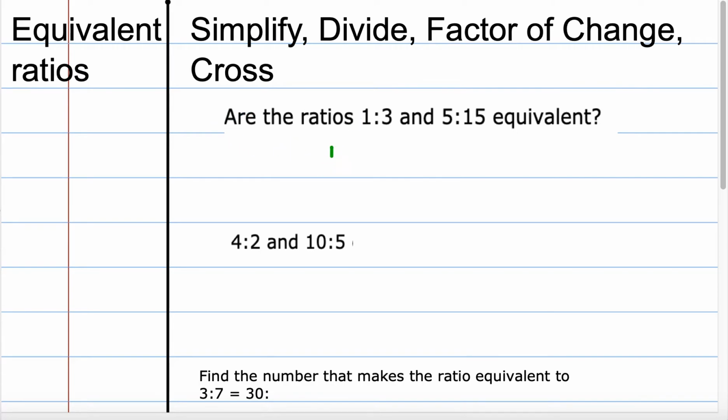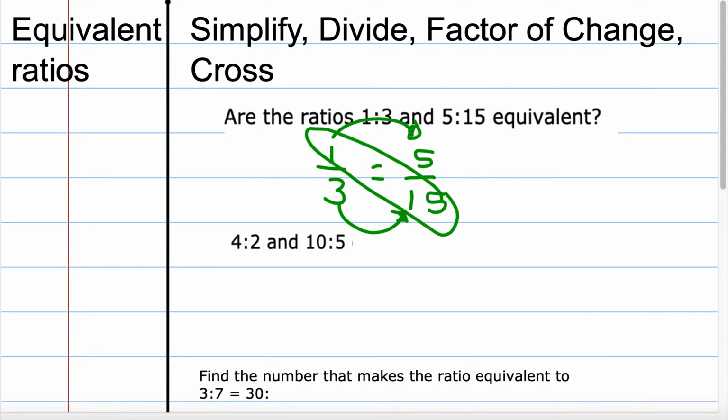I want you to write 1 is to 3 as 5 is to 15. So are they equivalent? You could divide them. You could check your factor of change, which would be times 5. You could cross them, and they're both 15, so those are the same. Go ahead and do this one. Stop the video and come back when you're done.